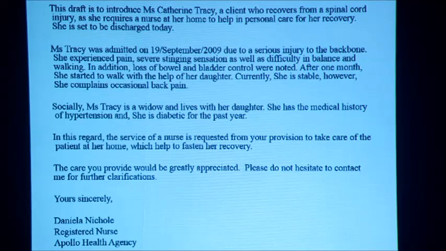And coming towards the end, the conclusion, we just thank the provision. The writer thanks the provision, saying that the service you provide would be highly appreciated, or the care you provide. And we just give a hint to contact back for any other clarification you require. Please do not hesitate to contact me for further clarifications. So this is going to be a well organized letter for Catherine Tracy's case note, and you are ending with yours sincerely, Dana Nicola, registered nurse, Apollo Health Agency.